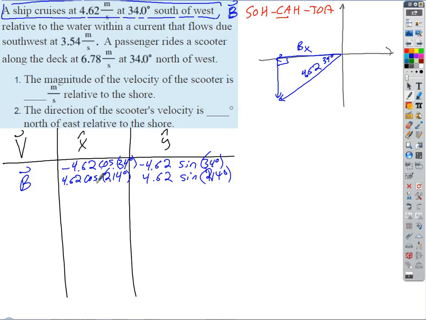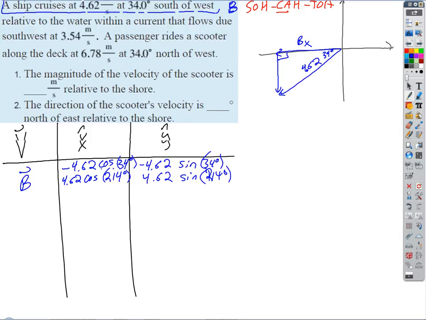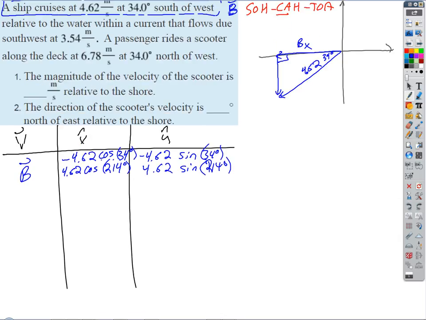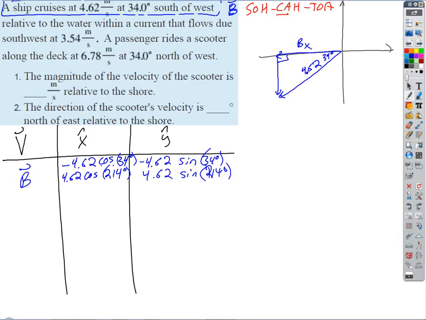Don't do them both, just pick one or the other. It doesn't make any difference. Does it make a difference when you add them up? No, because the cosine of 214 degrees is going to be the very same thing as the cosine of 34 degrees times -1. Guaranteed. So if you use the whole angle, it gives you back the correct sign for that component.